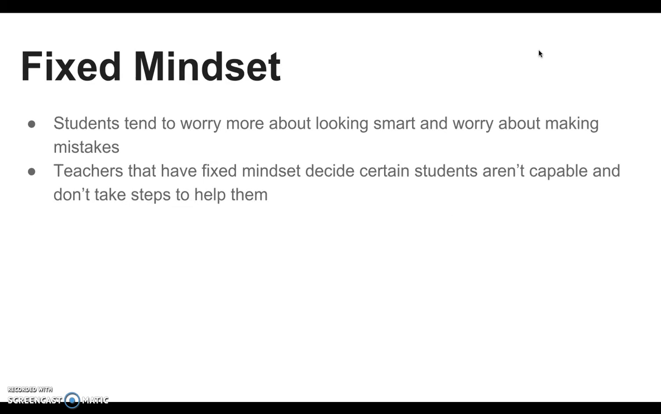And now with fixed mindset, students with fixed mindset tend to worry more about looking smart and about making mistakes. So they're not really thinking that they can achieve. They think that they're just in a slump. Teachers that have fixed mindset decide certain students aren't capable and don't take certain steps to help them overcome the fixed mindset.